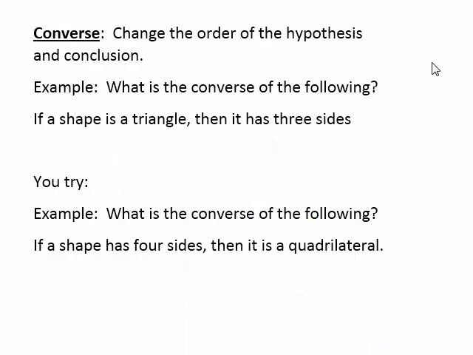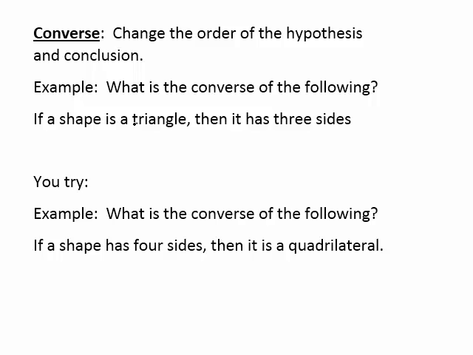Now that we know about conditionals, we can talk about converses. A converse is when you change the order of the hypothesis and the conclusion. So, for example, what is the converse of the following statement? If a shape is a triangle, then it has three sides. So we're going to flip that statement around. We're going to switch the if and then.